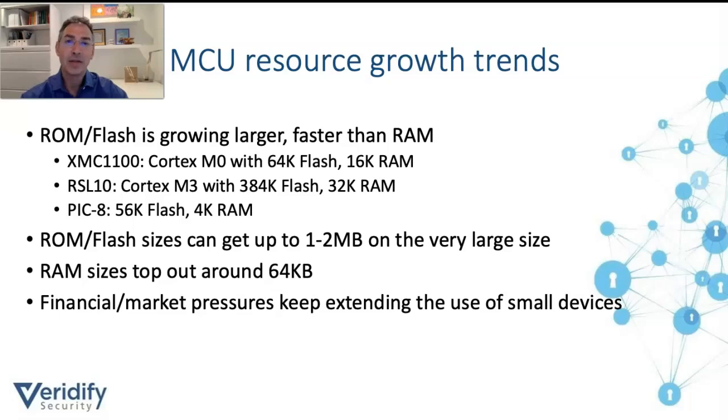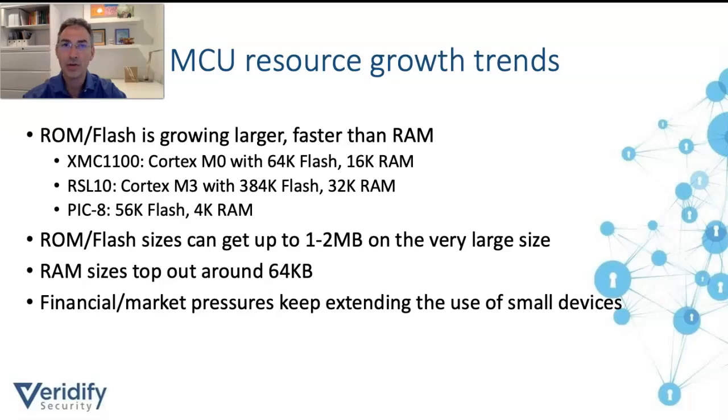Now, keep in mind that these resources are growing. And one thing I would point out is that the ROM, the storage space, is growing faster, larger than RAM. So you're getting more flash than RAM over time. So here are some actual storage capabilities for some of the devices that we are seeing in our use cases these days. Some of the things we've seen is the XMC 1100. It's a very popular board. It's based on a Cortex M0, has 64K of flash and 16K of RAM.